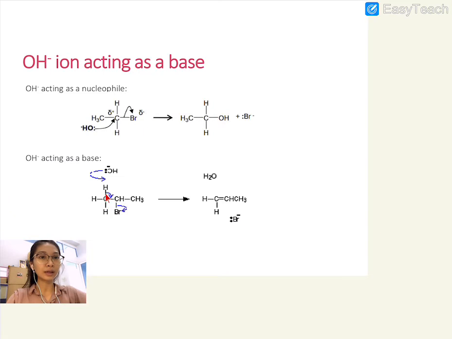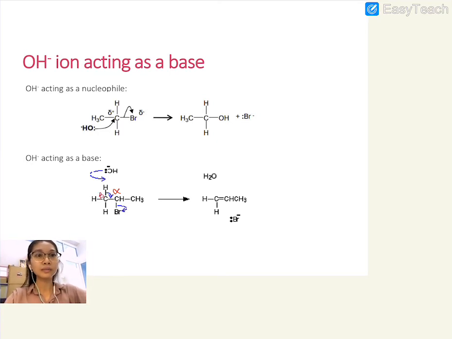This carbon is called a beta carbon. So this is the alpha carbon, the one that is directly attached to our halogen. I'll write here: this is our alpha carbon and this is our beta carbon.